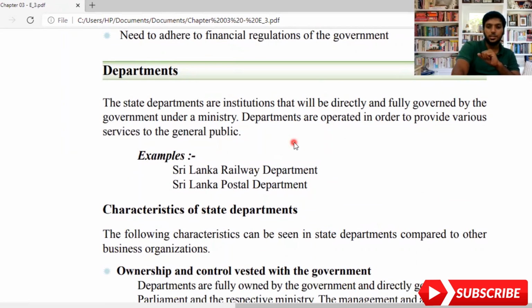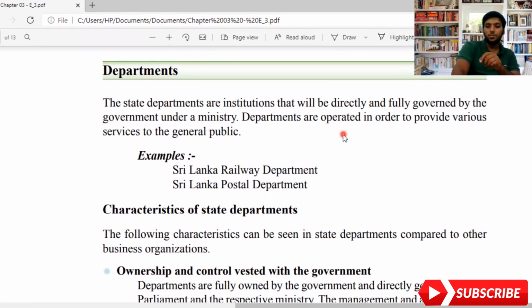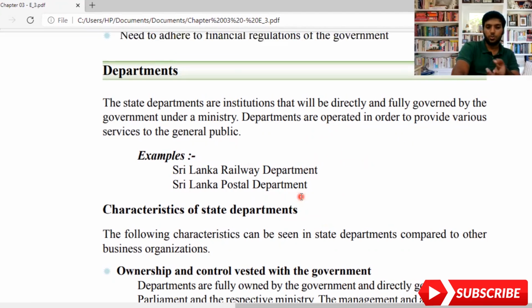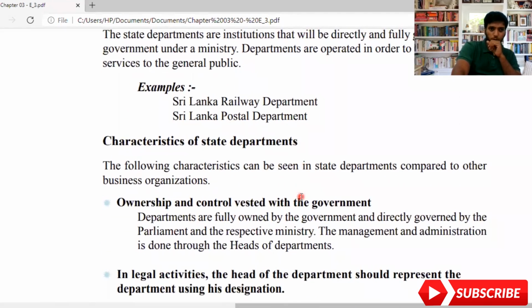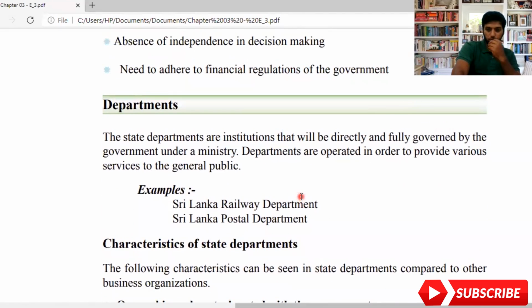The state departments are institutions that will be directly and fully governed by the government under a ministry. Departments are operated in order to provide various services to the general public. So what are the main types of department? Railway department, postal department, transport department, so many departments. The main aim is to help people. They are mainly governed by the ministry and operated to give service to the general public.